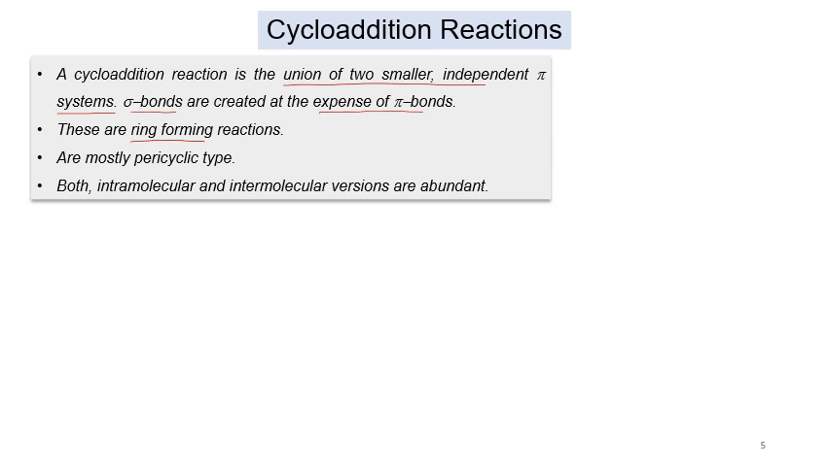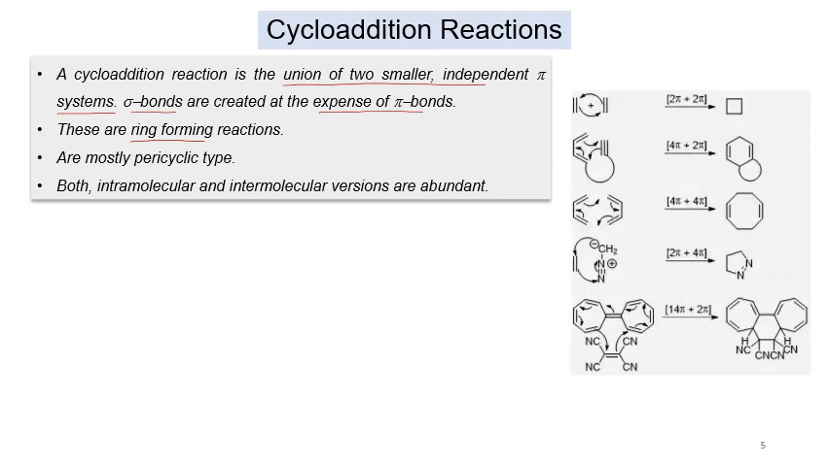There may be cycloaddition reactions that may proceed stepwise, especially those which are electronically biased. In these cycloaddition reactions, both intramolecular and intermolecular versions are abundant. You find several examples of both classes.